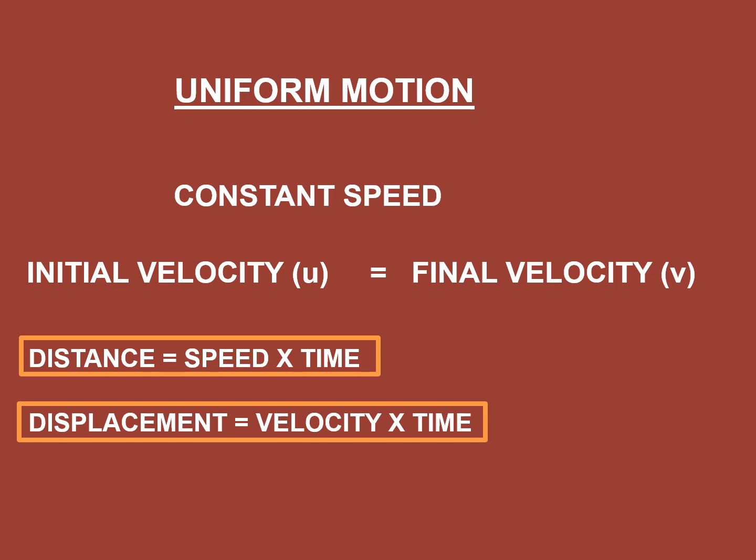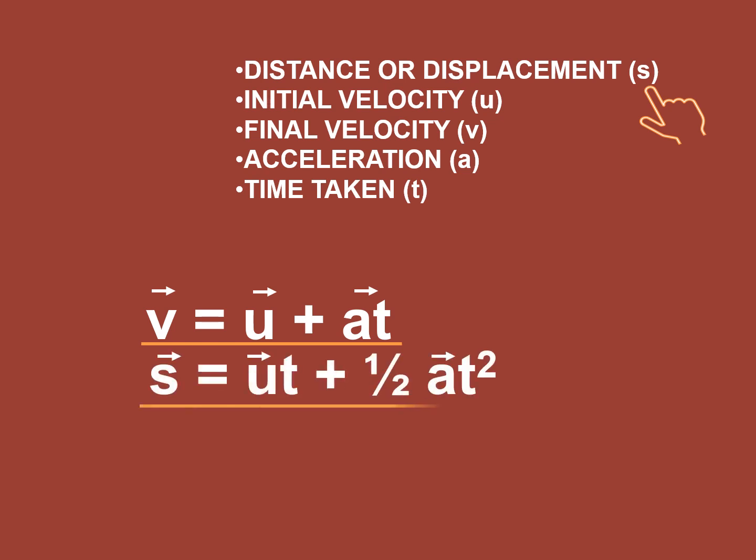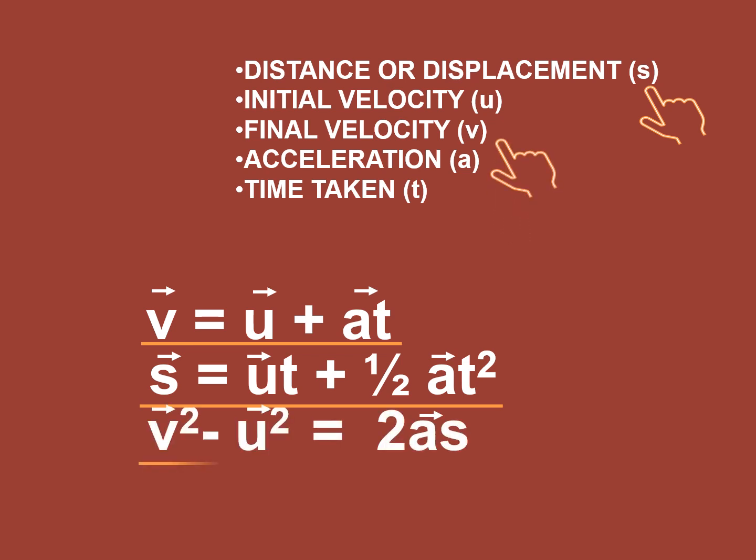These equations of motion will be used to find different variables. The first equation is used to find final velocity, as there is no term of distance or displacement. The second equation is used to find distance or displacement, and the third equation is used to find time taken by the object.